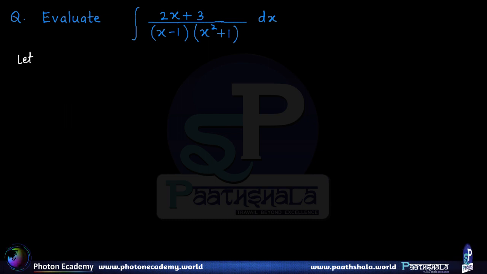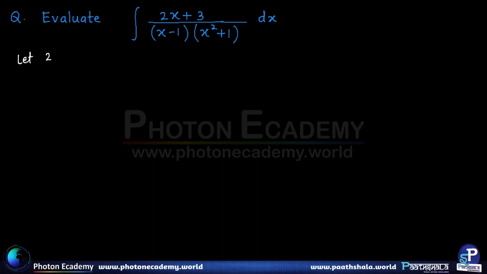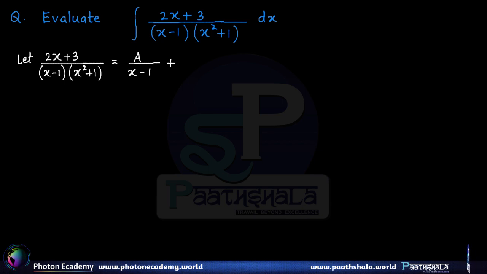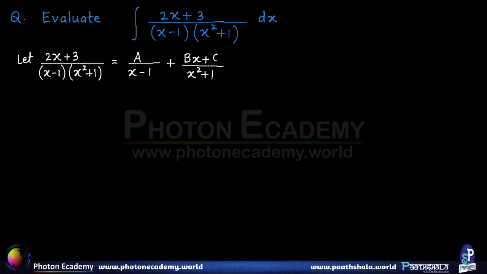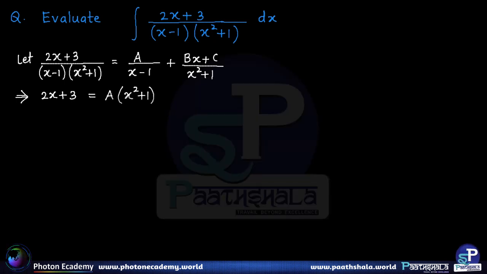Now here we are given 2x plus 3 upon x minus 1 into x square plus 1. Since the first factor is linear and non-repeated, we write A upon x minus 1, plus for the second factor we write Bx plus C whole upon x square plus 1, because x square plus 1 is not factorizable; it would give imaginary roots and we must consider real roots here, right? So on the left hand side the numerator is 2x plus 3, and on the right hand side the cross multiplication gives us the numerator as A into x square plus 1 plus Bx plus C into x minus 1.